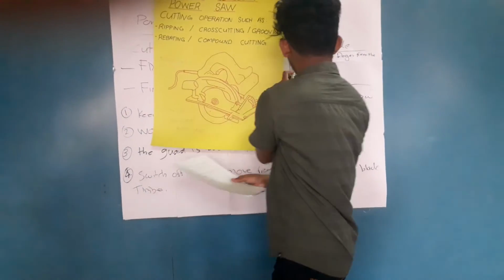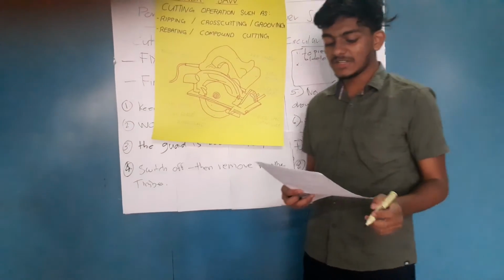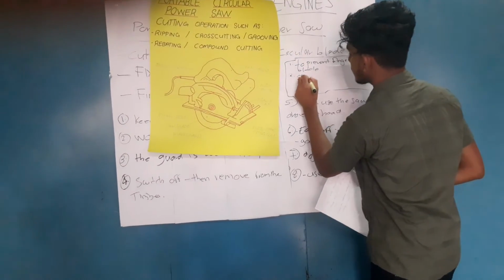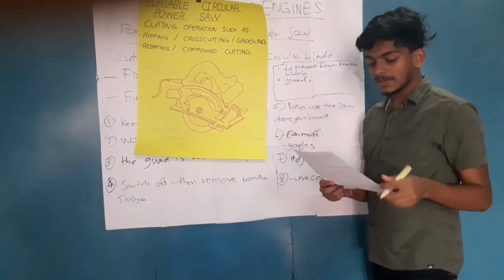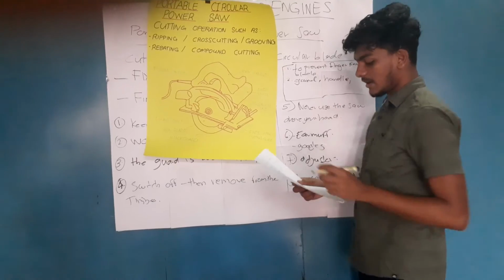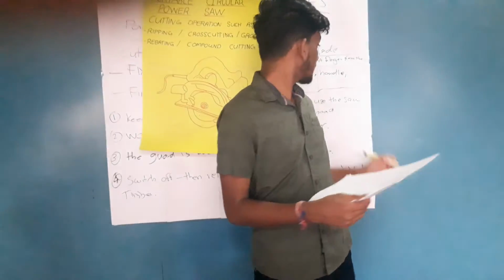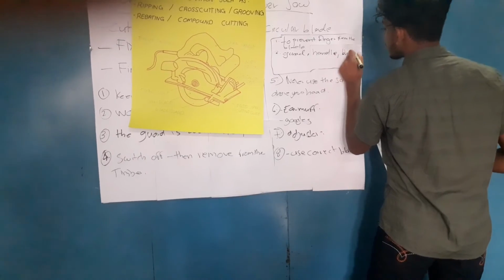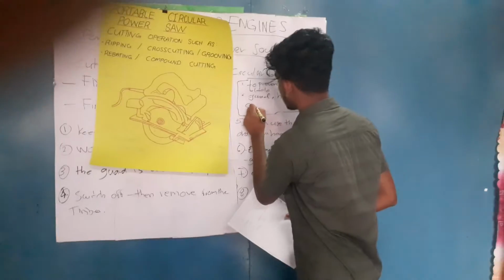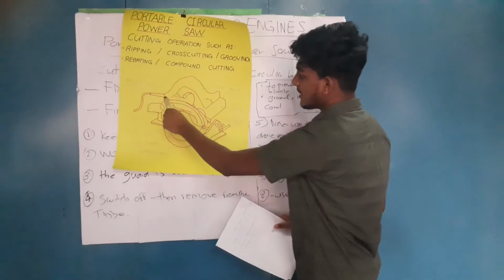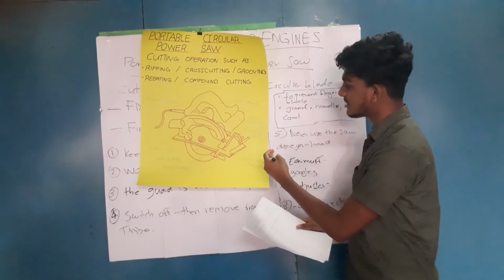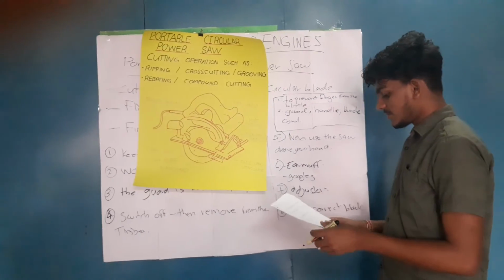Right. Question number 2: name some parts of a circular saw. Guard, correct. Another one: handle, correct. Blade. And one last one: cord. Right. The cord is the wire that connects the circular saw's motor housing to the power switch. So, question number 3.